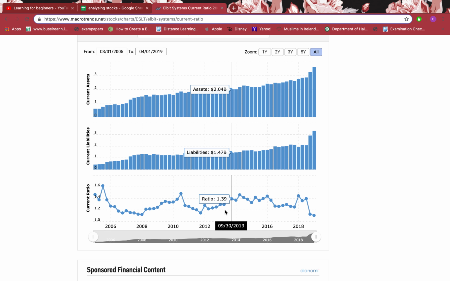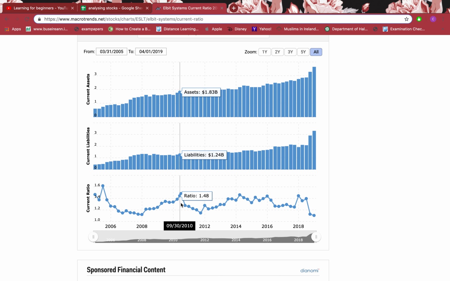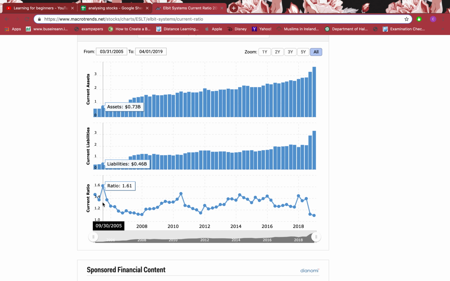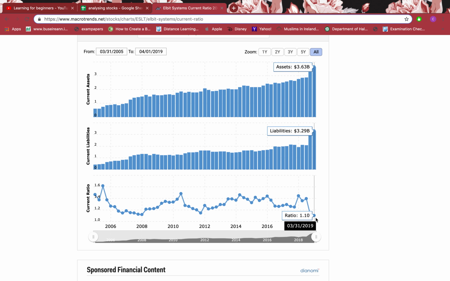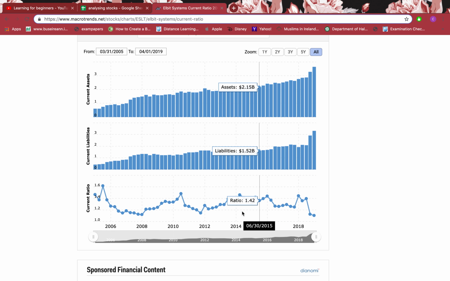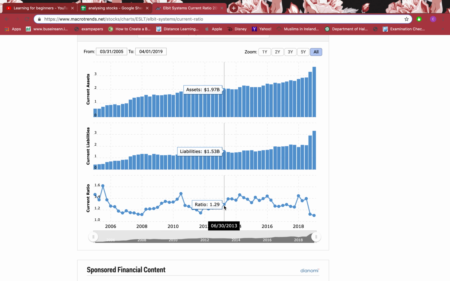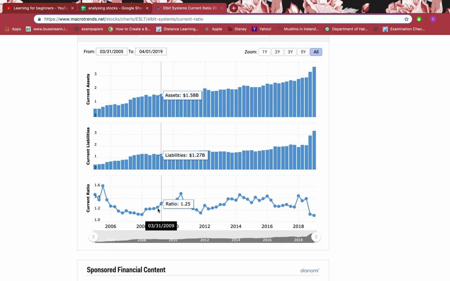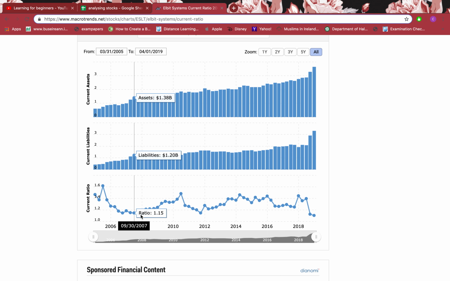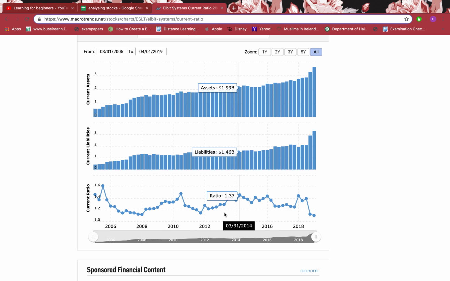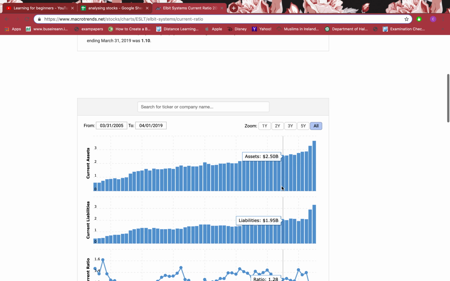Let's look back. I can see from the data that since 2005 up till now, it's like 14 years, consistently it is a dangerous, risky stock because it has never been 1.5 or more. If it was 1.5 or more, it would be very safe. But for 14 years, it is a risky stock.